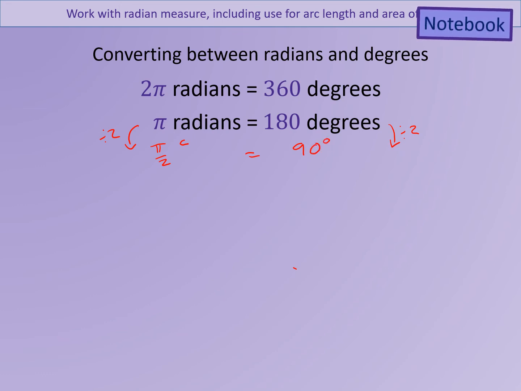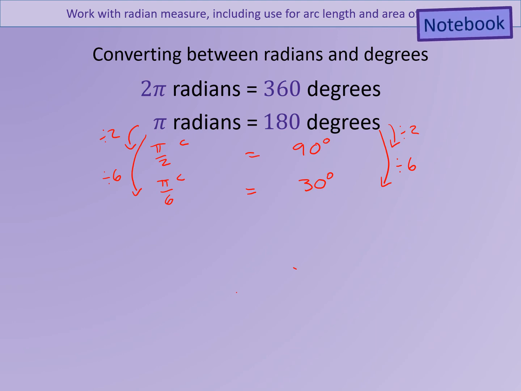We could start with pi and divide by 6, and divide the other side by 6. And we get pi by 6 radians equals 180 divided by 6 is 30. Notice that if possible, we tend to try to write them in terms of fractions of pi, like pi by 2, pi by 6, and so on.